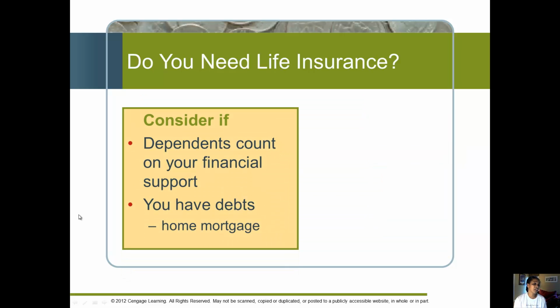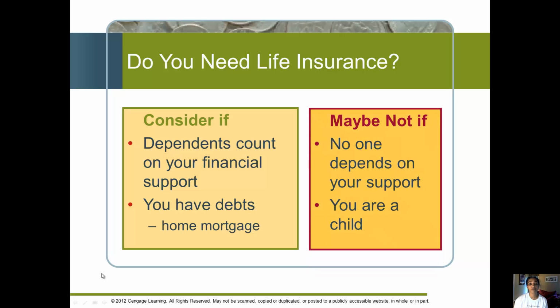So do you need life insurance? Well, consider if you have dependents and they count on your financial support, or if you have debts, particularly a home mortgage. If you do have dependents, they depend on you, and you've got a mortgage, then it's probably pretty likely that you need life insurance. But if you don't have any dependents, or if you're not even 19, you probably don't need life insurance.